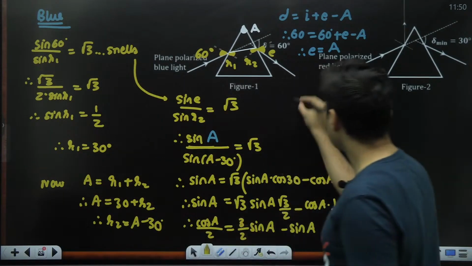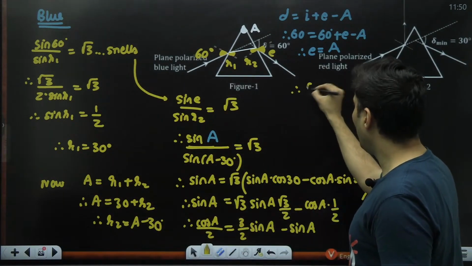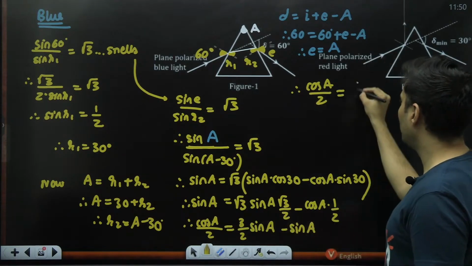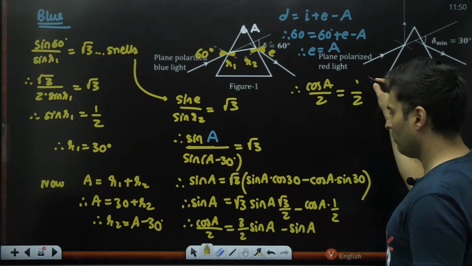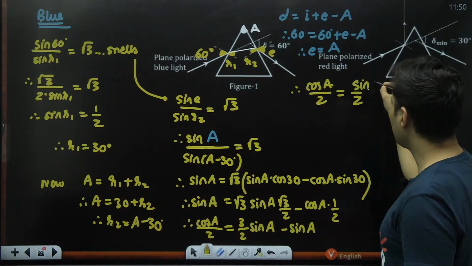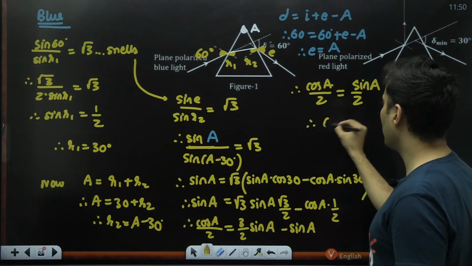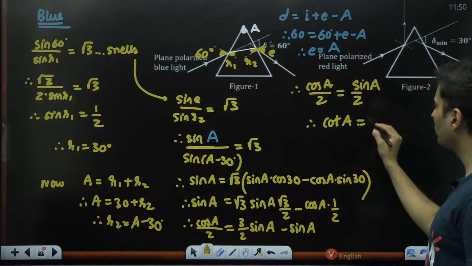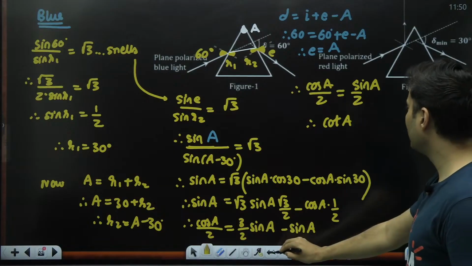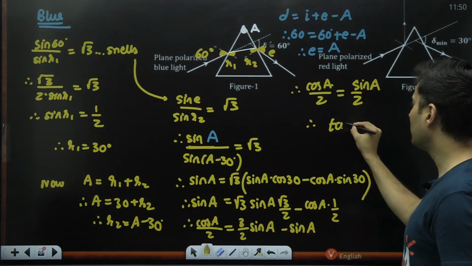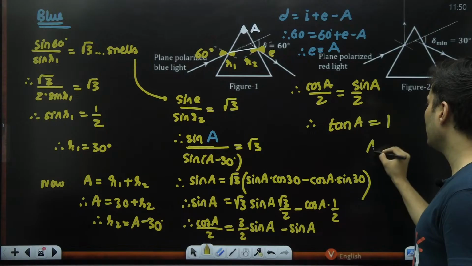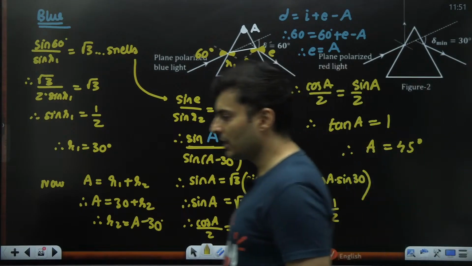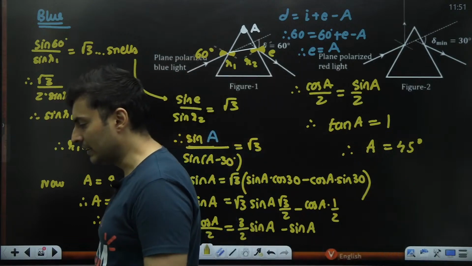Okay, so what is the next step? Cos of A by 2. 3 by 2 minus 1 is 1 by 2. So 1 by 2 times sine of A. Just check this out. So therefore, cot of A, or basically even I can take tan of A, yeah, tan of A is equal to 1. So A is basically 45 degrees. Just check this out. A is basically 45 degrees. Is that right?